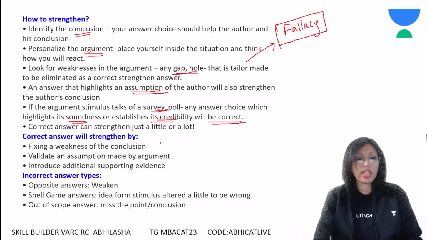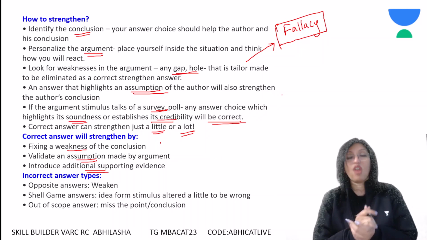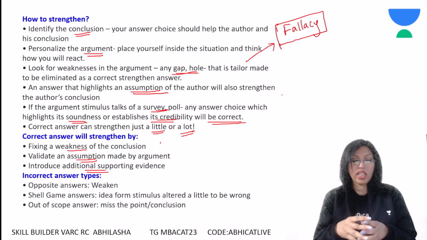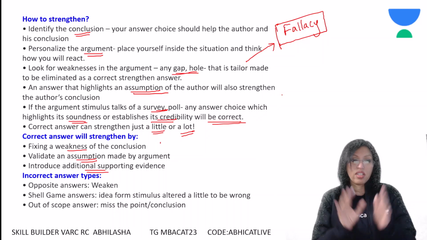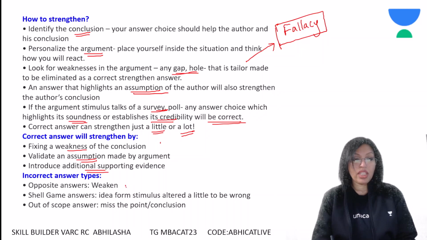The correct answer can strengthen just a little or a lot, and both will work. To strengthen, you can fix a weakness of the conclusion, you can validate an assumption made by the argument, or you can introduce additional supporting evidence. If there is a flaw or fallacy in the argument, remove that. If the author has made an assumption, prove it right. Validate the assumption. You can bring in additional supporting evidence to prove the author's conclusion right. Strengthen.